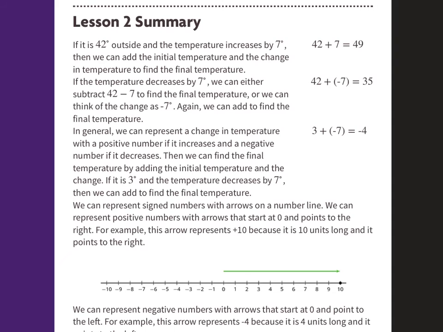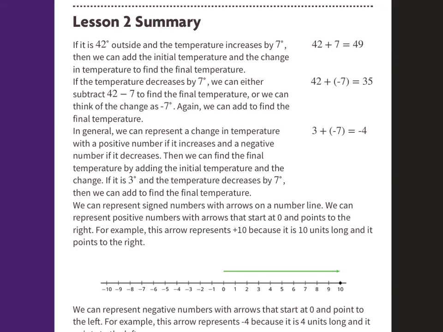If it is 42 degrees outside and the temperature increases by 7 degrees, then we can add the initial temperature and the change in the temperature to find the final temperature. If the temperature decreases by 7, we can either subtract 7 or we can add a negative 7. Okay, so subtracting and adding a negative mean the same thing. In general, we can represent a change in temperature with positive numbers if it increases and negative numbers if it decreases. Then we can find the final temperature by adding the initial temperature and the change. If it's 3 degrees and the temperature decreases by 7, then we can add to find the final temperature.